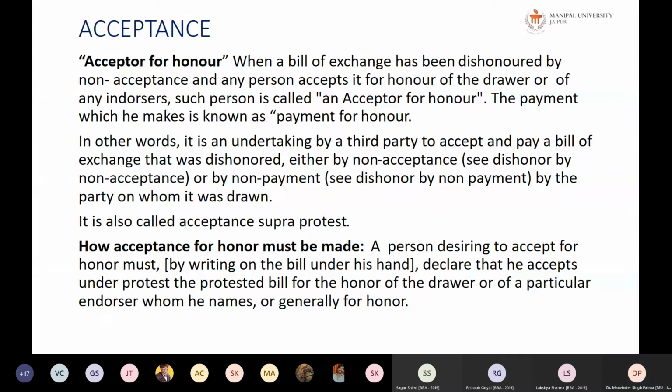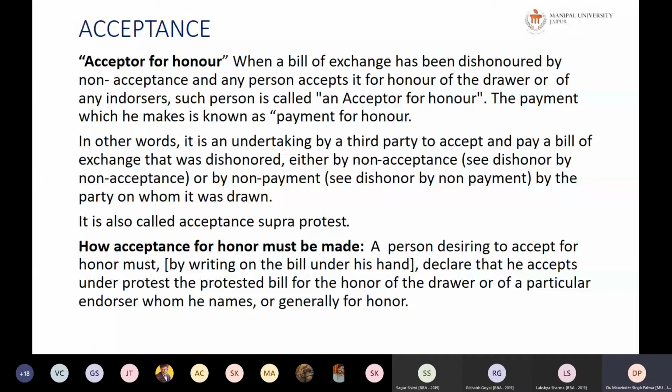Okay, this means there is a transaction between A and B. A has sold goods to B. Now A is writing a bill of exchange on B, and B, being the drawee, has accepted the bill of exchange, but he is not able to make the payment on the due date. Now what does he want? He wants somebody to accept it for honor.